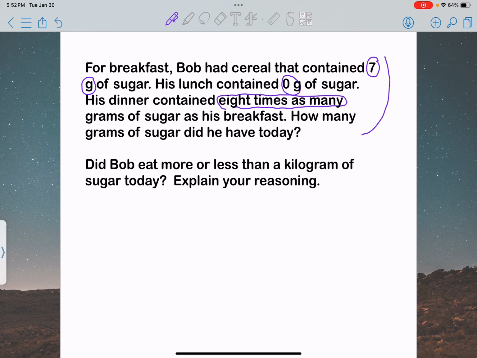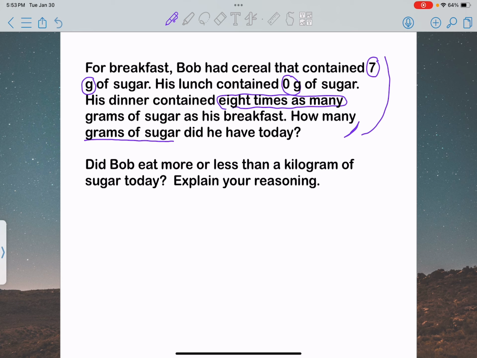So my third step, I need to ask myself, what is it telling me to do? What does it need me to solve? So usually you can find this at the end of your problem. This says, how many grams of sugar did he have today? How many grams of sugar? So my answer is going to include grams of sugar.